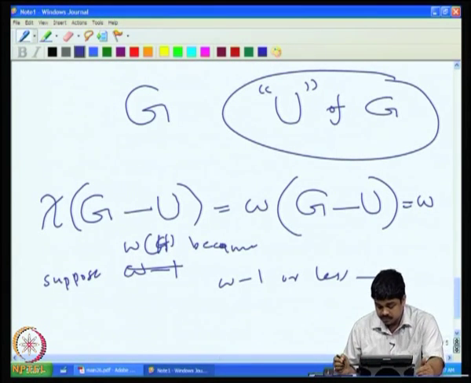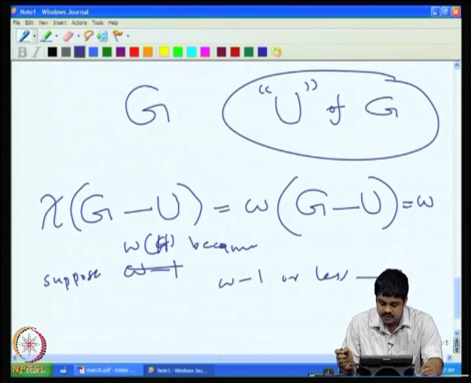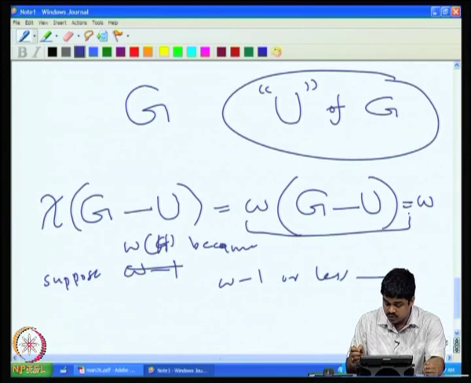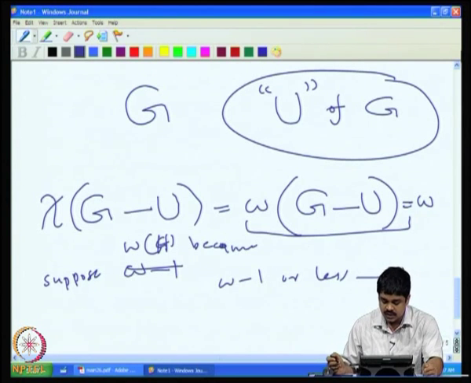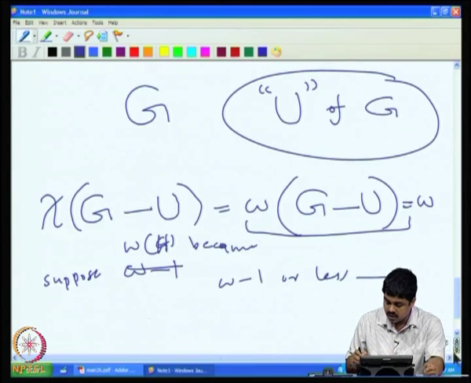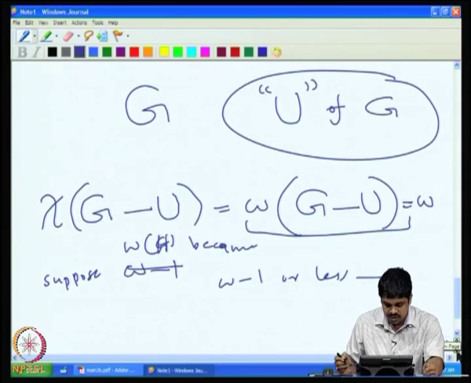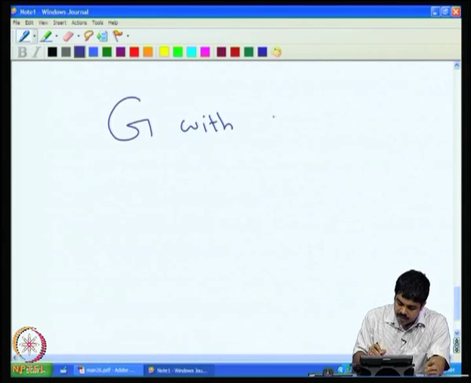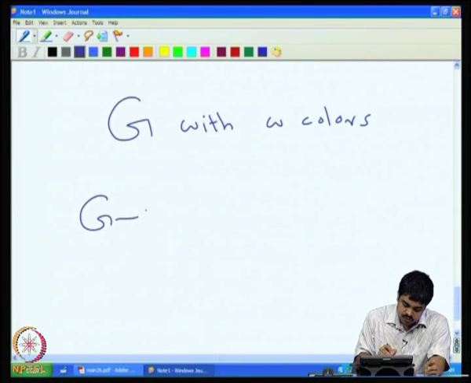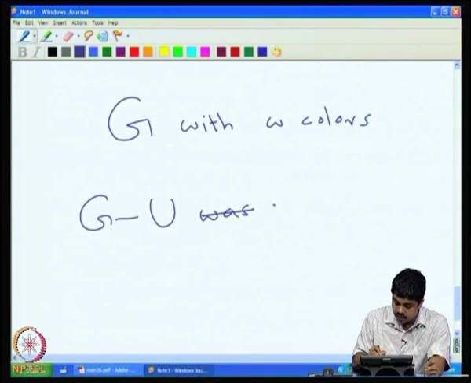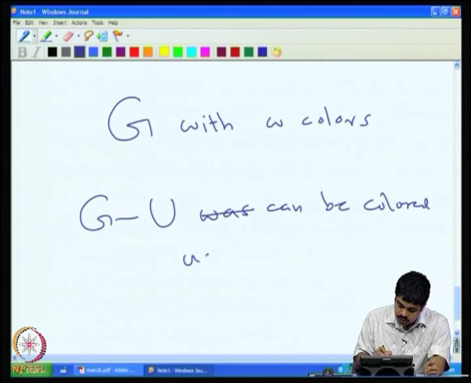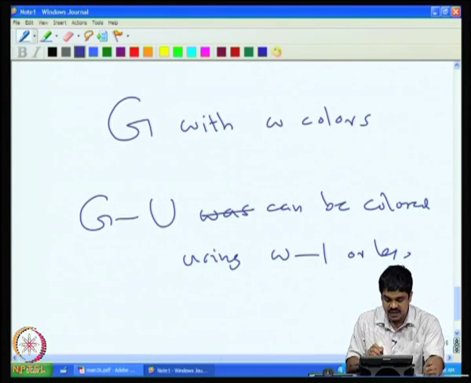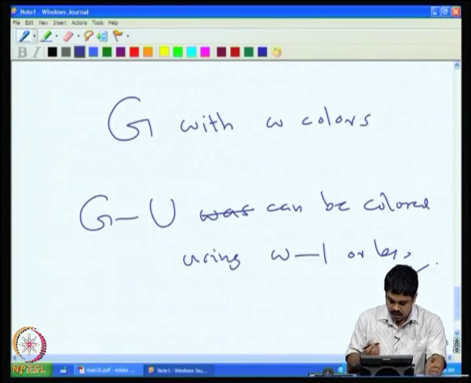Then we can put back U to the graph. U is an independent set, so we need only one more color to color the entire graph. If G minus U was omega minus 1 or less, we have colored using omega minus 1 colors and one more color for U. Then we will be able to color G with omega colors, because omega minus 1 was enough for G minus U, which can be colored using omega minus 1 or less colors. So G can be colored with omega colors, because U is an independent set, so we get one new color, and then G is colored with omega colors. So, G becomes a perfect graph.